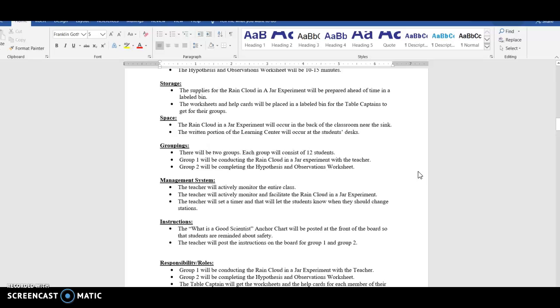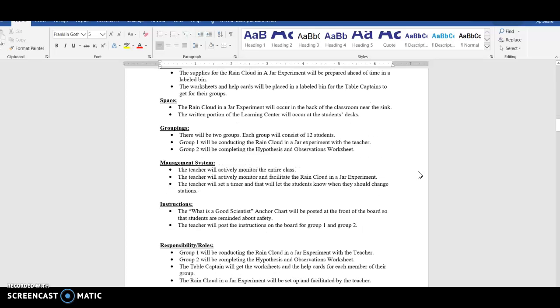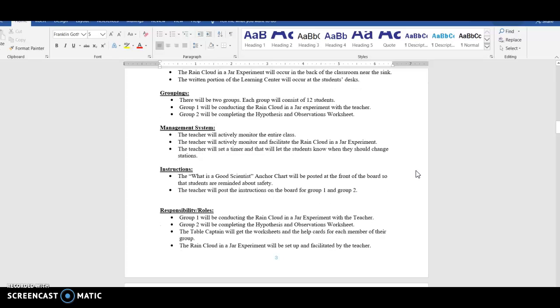The space is the same as the location. We're saying that it's going to occur at the back of the classroom near the sink, and the written portion will be at the student's desk again. For groupings, there will be 2 groups. Each group will consist of about 12 students, depending on how many you have that year, so that's an approximation as well. Group 1 will be conducting the rain cloud in a jar experiment with the teacher, and Group 2 will be completing the hypothesis and observations worksheet.